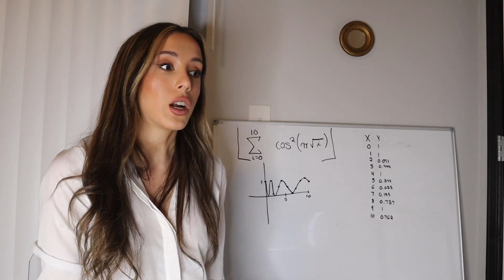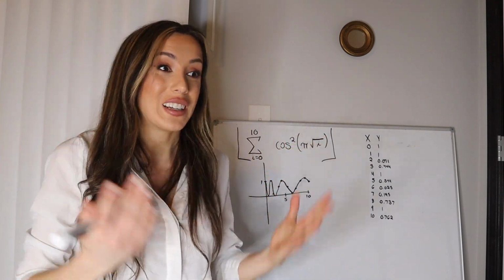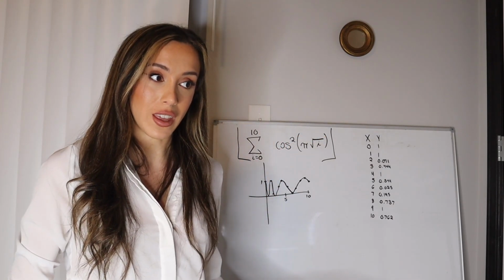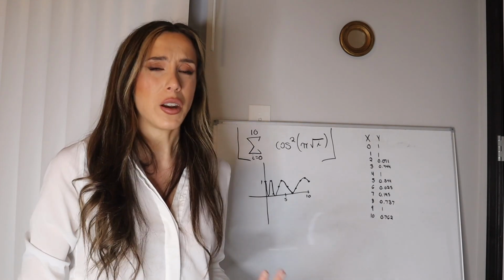2.778. The floor of 2.778 is 2. That's not what we want. That's suggesting there are 2 more squares that are integers than there actually are. How do we fix this?